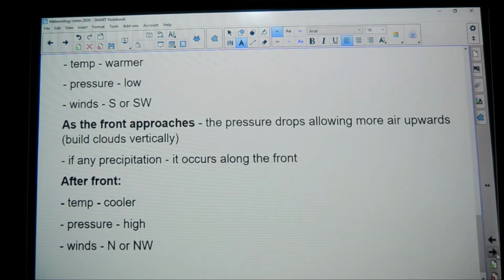After the front, the cold front has gone through, the air behind it is cooler. All right, if the air is cooler, my pressure is going up. And my winds are coming from the north or northwest. Like I said, we're bringing cooler, drier air in from Canada. So that's my cold front.